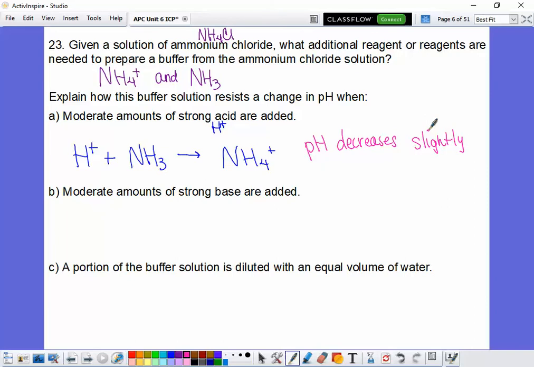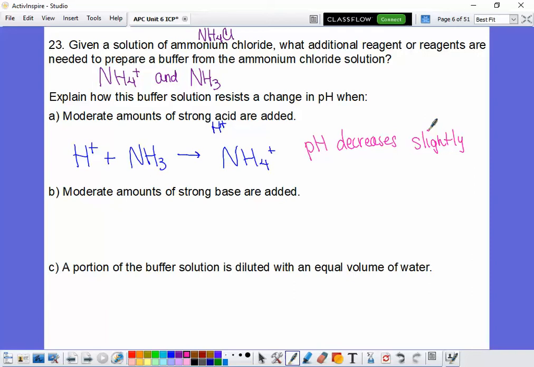And we'll actually do calculations in just a little bit to quantify it and give you actual values of, oh, we're adding this much strong acid to this buffer with these concentrations. What's the new pH? And you're going to see that it doesn't change a lot if we're still within the buffering capacity. Okay?